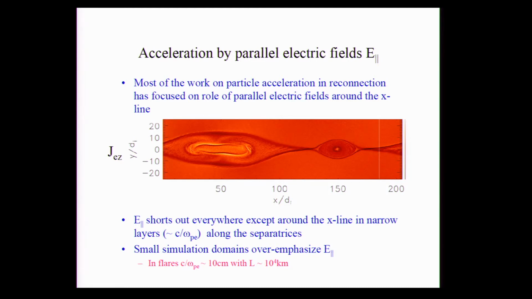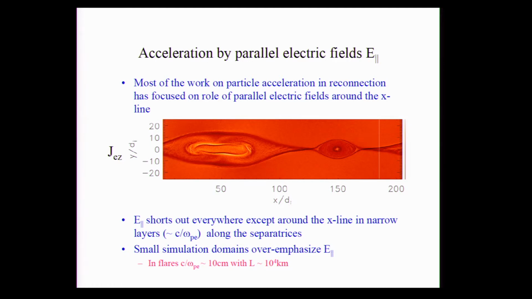However, what you can see is that there's not black throughout the entire domain. It's in these localized regions, these narrow layers. And those narrow layers have characteristic scales of order of the electron skin depth. And you can see they map separatrices. This is a magnetic separatrix here.